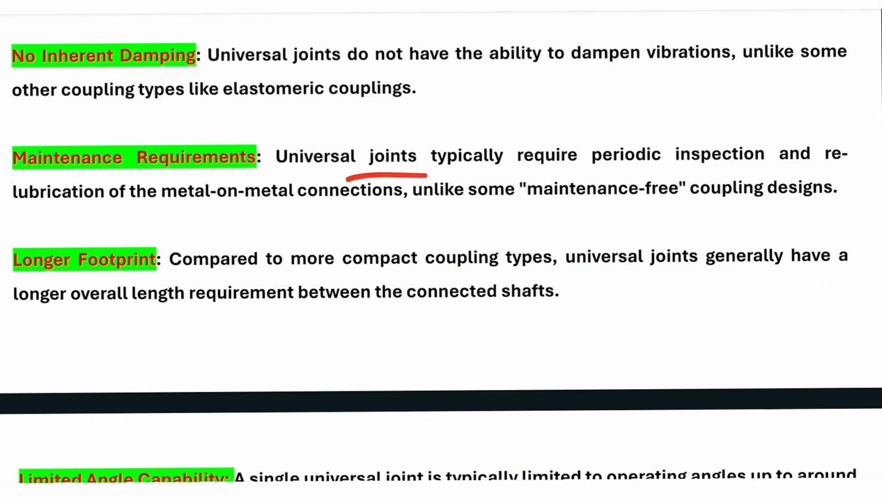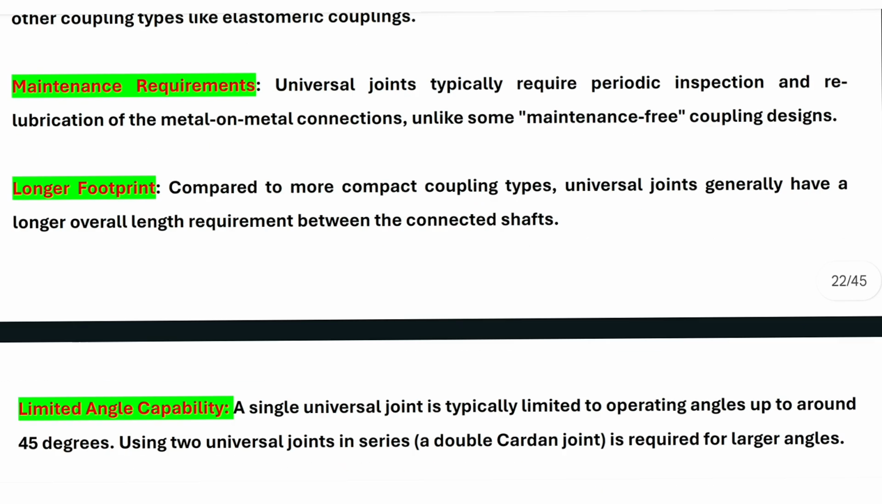Okay. Next is maintenance requirements. Universal joints typically require periodic inspection and relubrication of the metal-to-metal connections, unlike some maintenance-free coupling designs. Next is longer footprint. Compared to more compact coupling types, universal joints generally have a longer overall length requirement between the connected shafts.